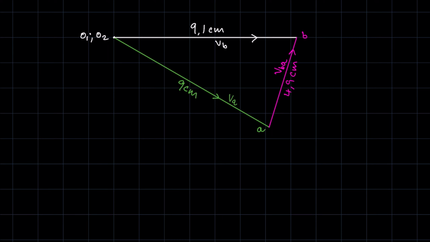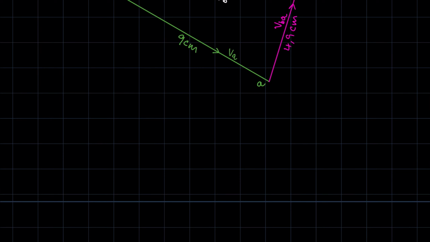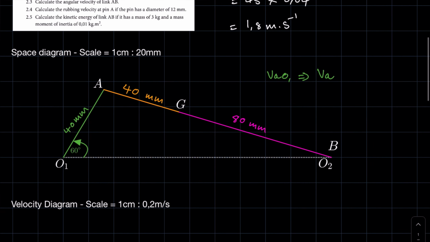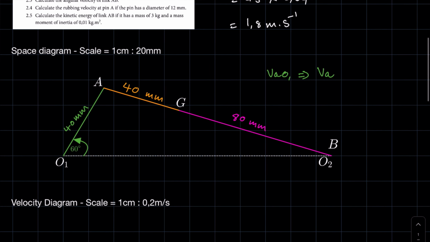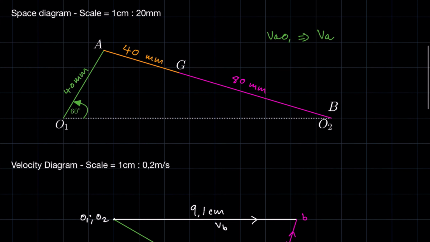So the way we go about getting point G is by simply using this here. We are looking for AG on the velocity diagram. Now, if you notice, as far as labels on the space diagram, I used capital letters to distinguish between the space and velocity diagram.